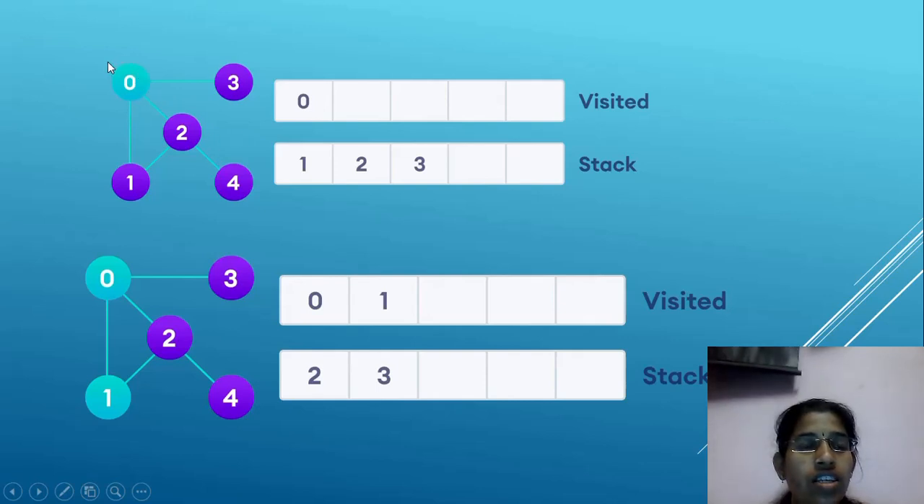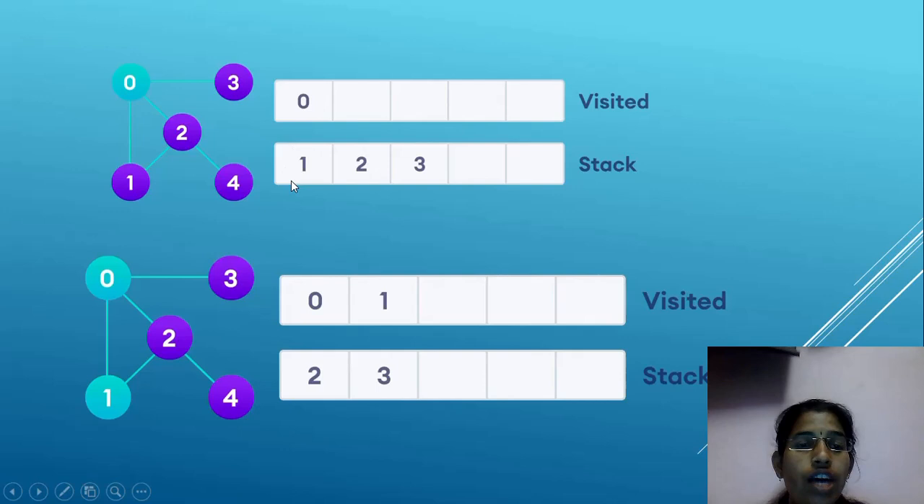First the DFS starts from 0. The first visited node is 0, marked by sky blue color. The visited nodes are inserted in the visited list. Next I find the adjacent nodes of 0. The 0 is connected with 1, 2 and 3, so totally 1, 2, 3 are the adjacent nodes of 0. These adjacent nodes of 0 are pushed into the stack. The first step is completed.